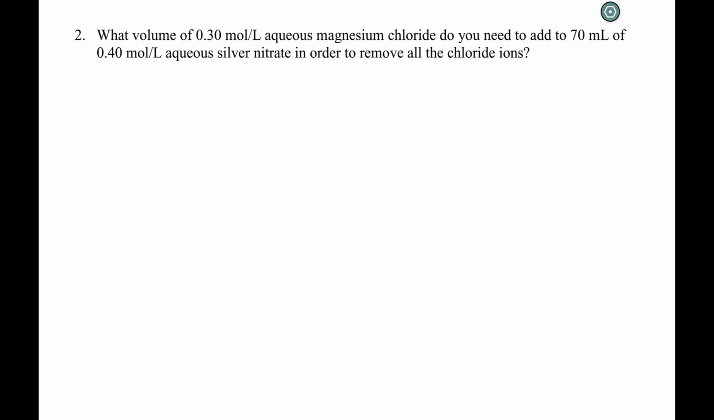So in our next question, we're going to have a slight variation on the previous question. But what I'd like you to do first is write out the balanced chemical reaction for the following statement. What volume of 0.30 moles per liter aqueous magnesium chloride do you need to add to 70 milliliters of 0.4 moles per liter aqueous silver nitrate in order to remove all of the chloride ions? So essentially, how do we remove all of the ions when we make a precipitate, when we precipitate something out?